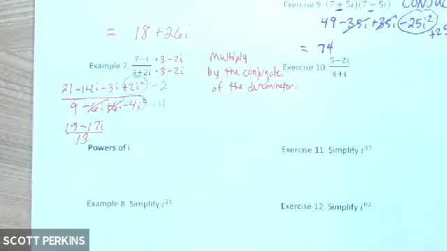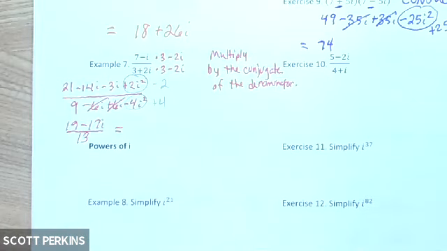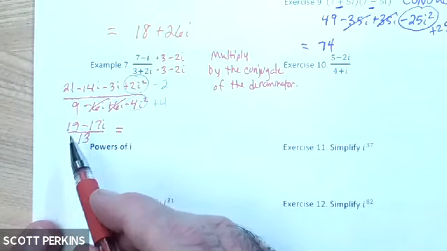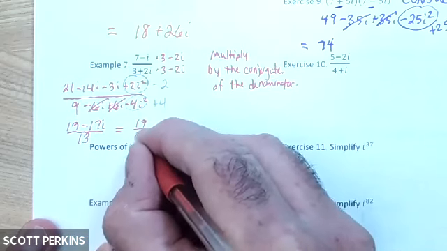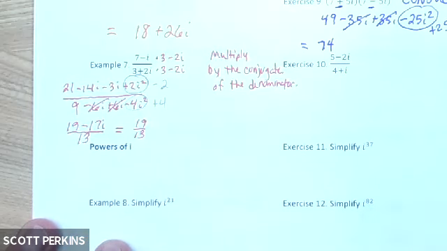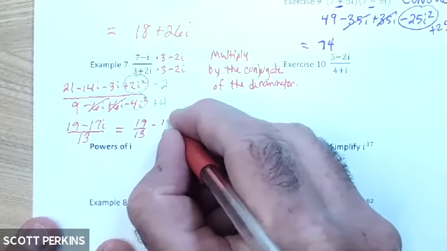I want to write my answer as a complex number. And so what that means is I'm going to take that 13 in the denominator and I'm going to distribute it. So my first fraction, the real part of the complex number, is going to be 19 over 13. And then the imaginary part of the complex number is going to be negative 17 over 13.